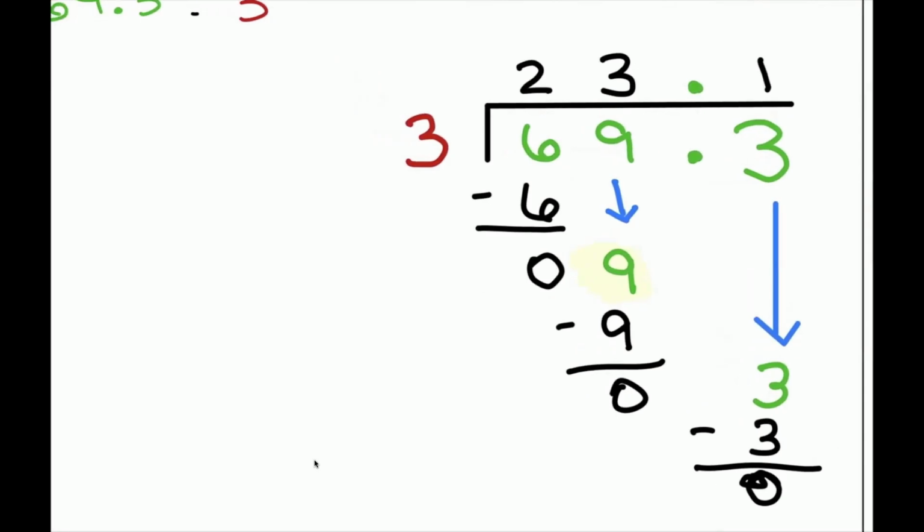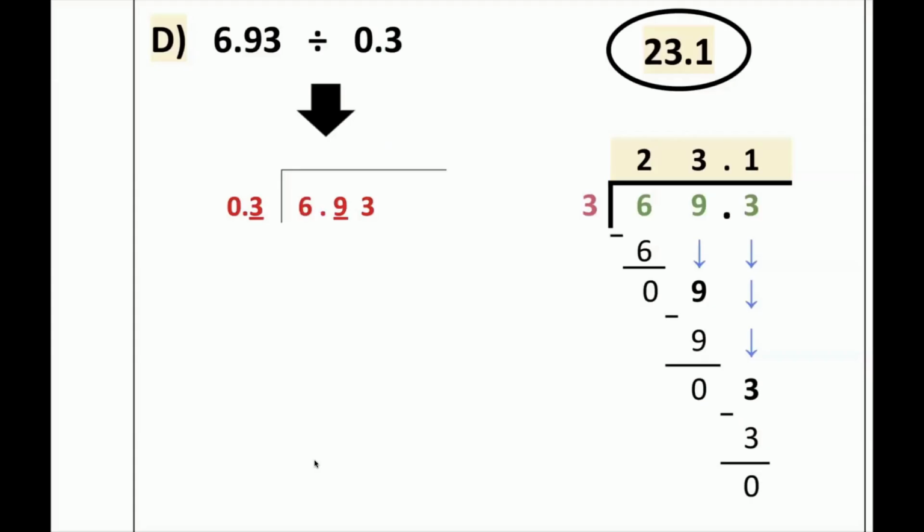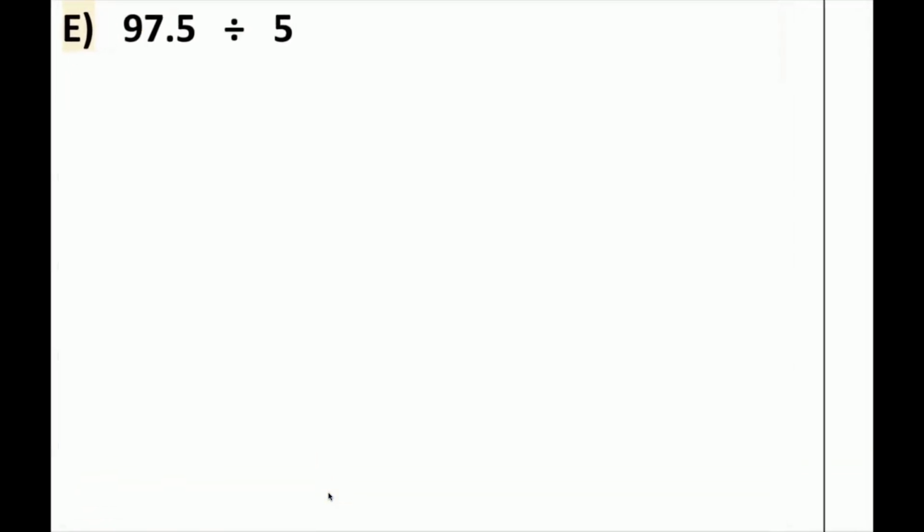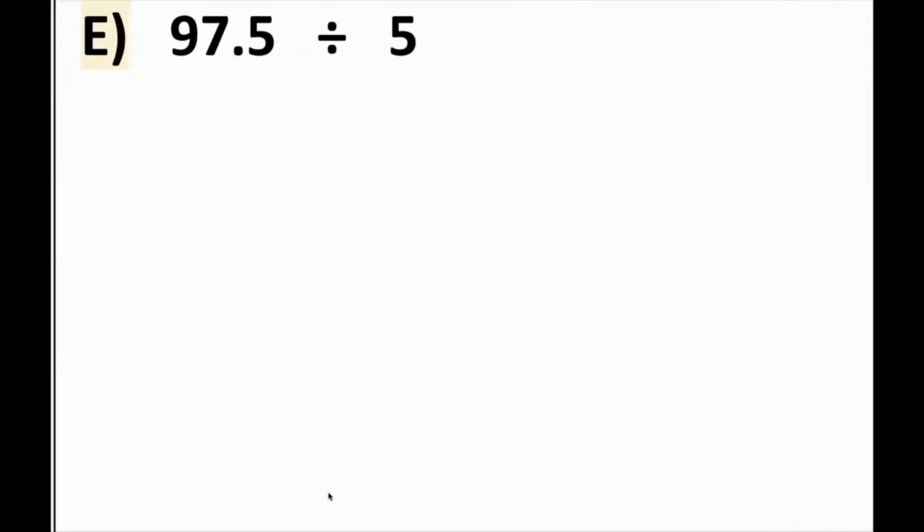Let me show you a neater look at this. Make sure you have this down. Before we move to the next page, I want to take a quick look at problem E. You'll notice in problem E that our divisor doesn't have a decimal, but our dividend does. So we're going to keep 5 the same. There's nothing to move. And that means we'll also keep 97.5 the same. So if your divisor in red right here doesn't have a decimal, just keep everything the same.